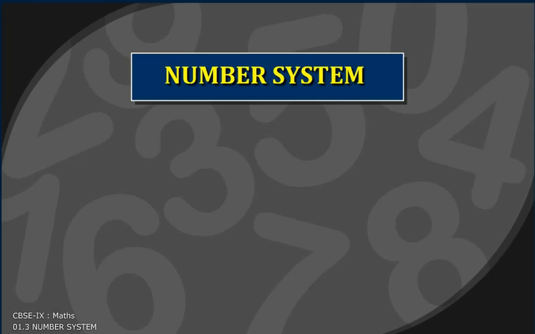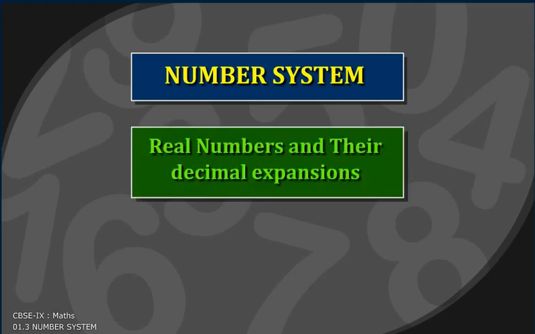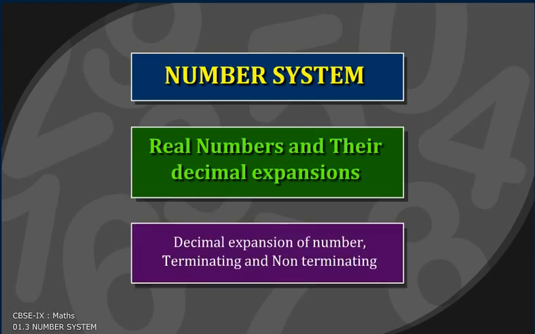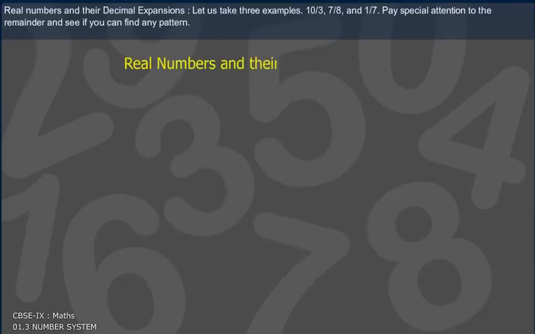Real numbers and their decimal expansions. Decimal expansion of a number, terminating and non-terminating. Real numbers and their decimal expansions. Let us take 3 examples: 10 upon 3, 7 upon 8, and 1 upon 7.